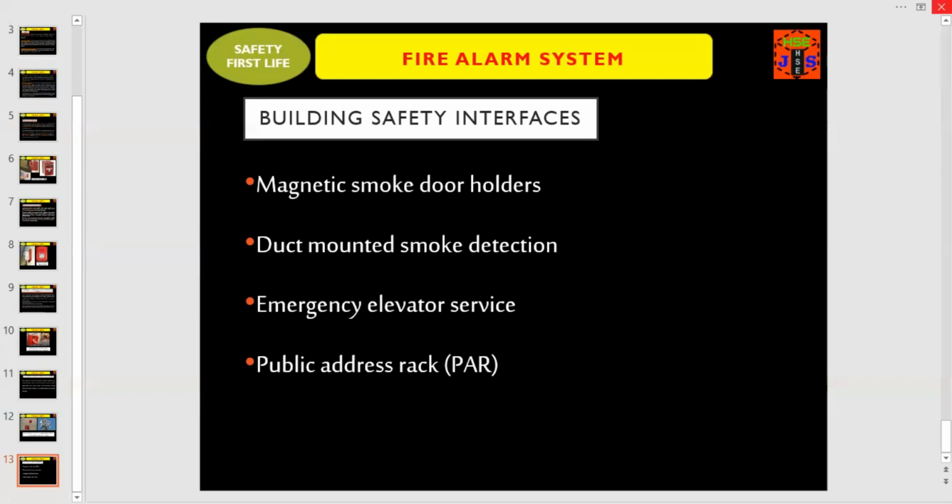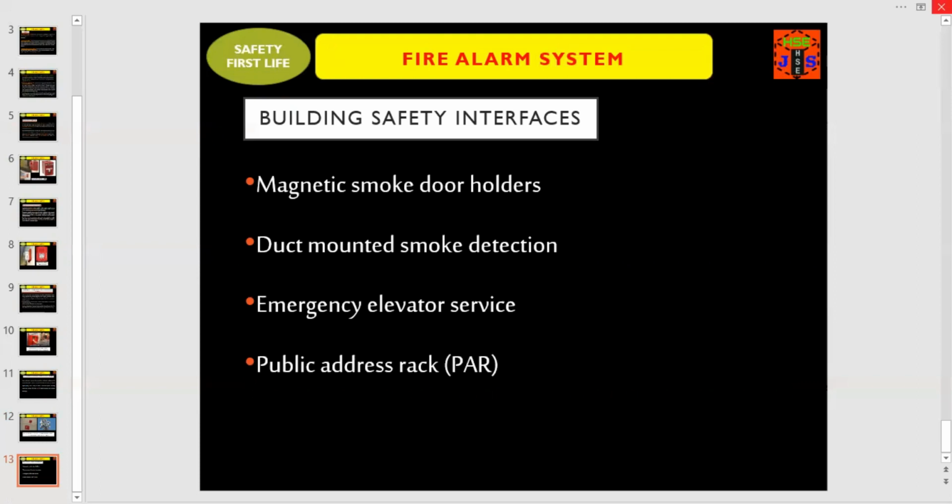And lastly, let us understand what is included in the building safety interfaces. Number one, magnetic smoke door holders. Number two, duct mounted smoke detection. Number three, emergency elevator service. And number four, PAR, public address rack.